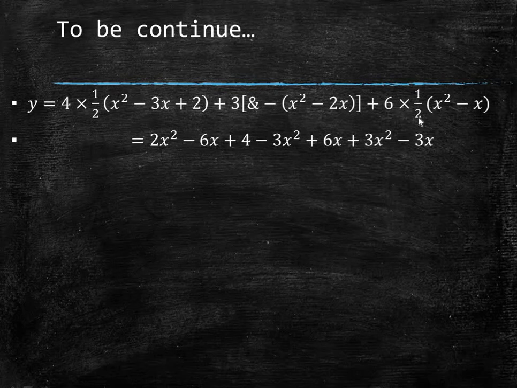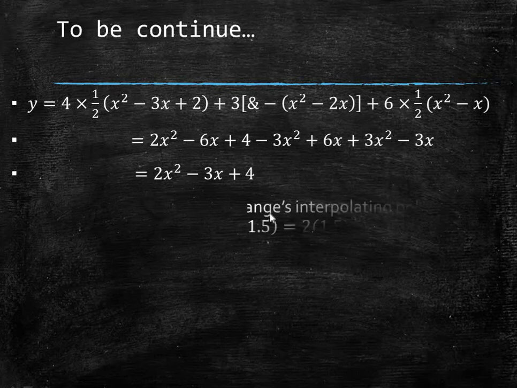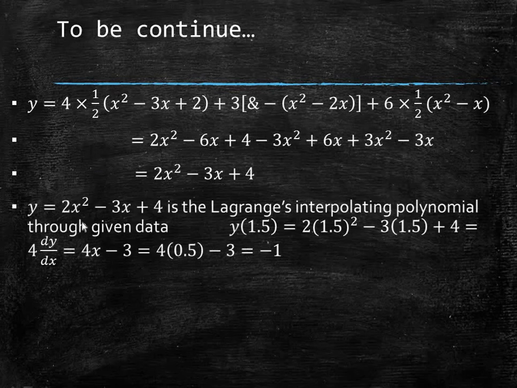So that becomes 3 times (x square minus x). After multiplying inside the term, we get 3x square minus 3x. And simplifying, we get minus 6 plus 6 gets cancelled, minus 3x square plus 3x square gets cancelled. So the terms that remain here are 2x square minus 3x plus 4. And that is the Lagrange's interpolating polynomial.